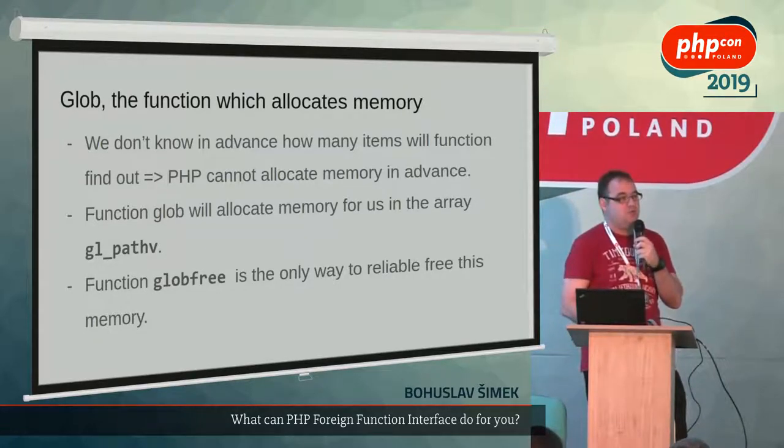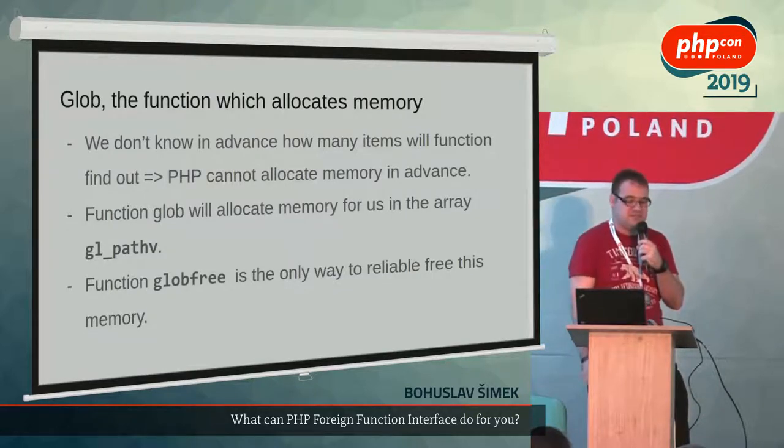The issue is that we don't know in advance how many things will be found, how many items are on the file system in this case. So PHP cannot allocate the memory for the result object in advance. So it's simply delegated to the called function. And how the function does it simply depends on its implementation. So the function also has to provide what I can call a sister function, which will free the memory in a reliable way in this case.